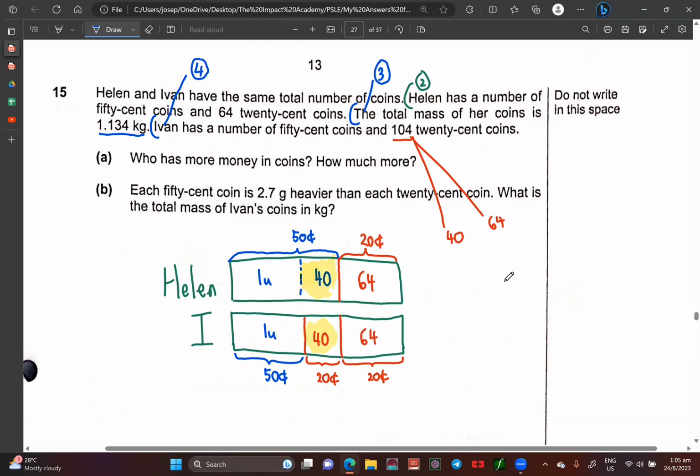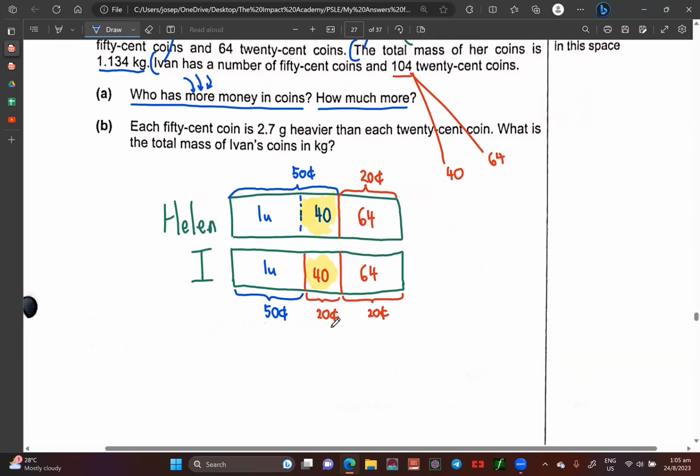Therefore, it carries the same weight, all right? Now, in A, it says, who has more money in coins? How much more? Now, when I look at something like that, because of the word more, I need to look at the difference. Over here, the only thing that is different is whatever I have highlighted in yellow. So we just simply have to find Helen first.